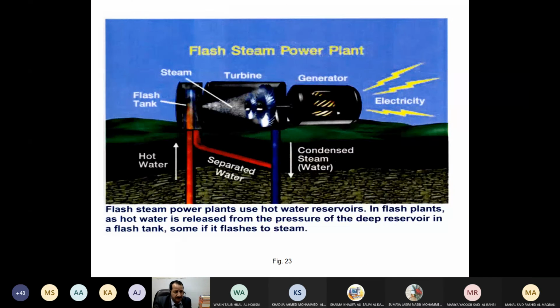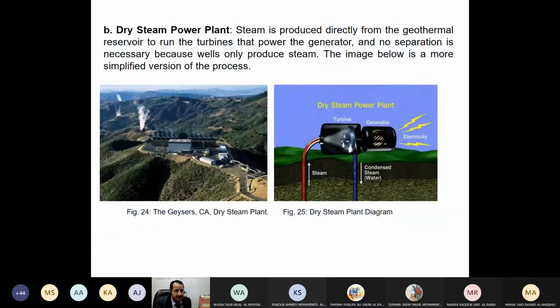In a flash power plant, we bring the warm water from the reservoir, and here we split the warm water and return it back to the reservoir. We take only the steam. For that we call it flash steam. We take only the steam. It rotates the turbo generator to generate electricity. So we split hot water from the steam.